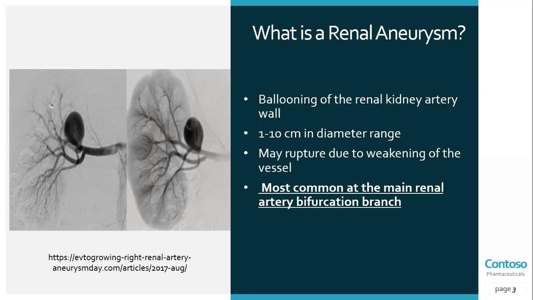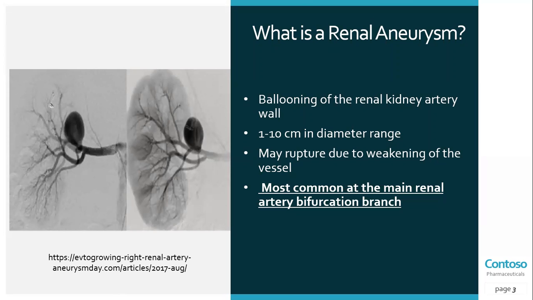Most patients are typically asymptomatic and are found incidentally through unrelated imaging exams such as X-rays, ultrasound, or CT. And although RAA is rare, males over the age of 50 with a history of smoking and hypertension are those that are most at risk. So again, RAA is most marked by vessel ballooning within the sizes of 1 to 10 centimeters.